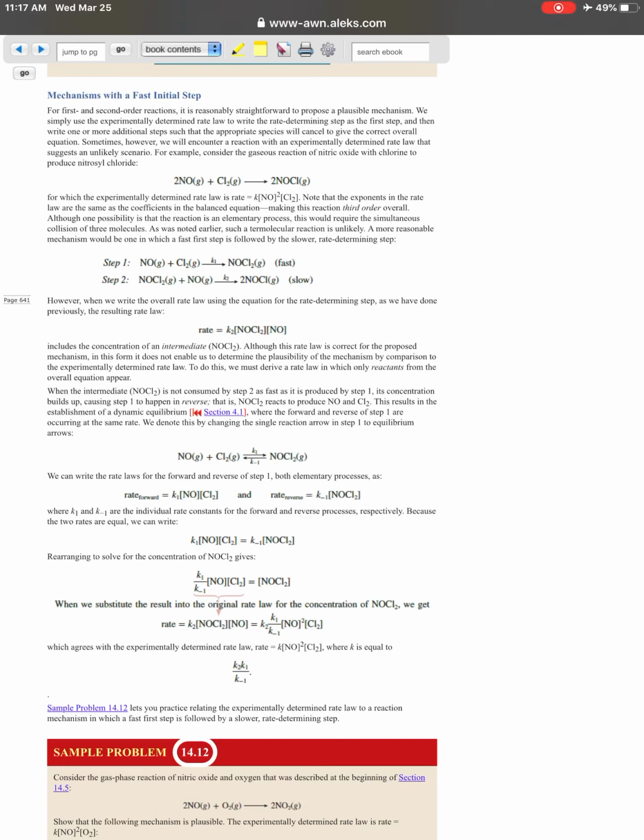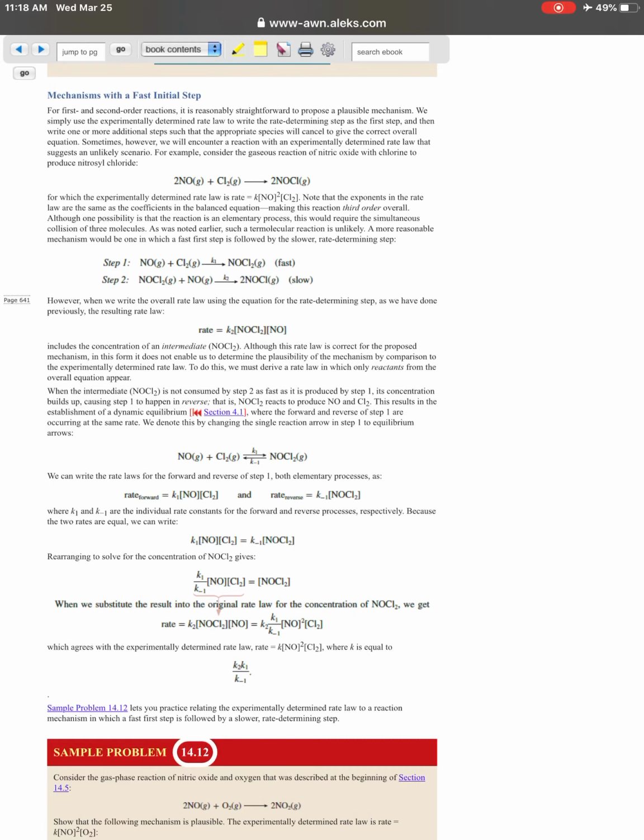For example, consider the gaseous reaction of nitric oxide with chlorine to produce nitrosyl chloride, 2NO(g) + Cl2(g) → 2NOCl(g), for which the experimentally determined rate law is rate = k[NO]^2[Cl2]. Note that the exponents in the rate law are the same as the coefficients in the balanced equation, making the reaction third order overall. Although one possibility is that the reaction is an elementary process, this would require the simultaneous collision of three molecules. As we noted earlier, such a termolecular reaction is unlikely.